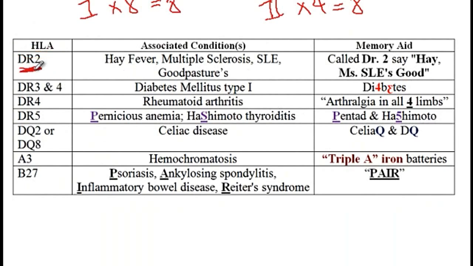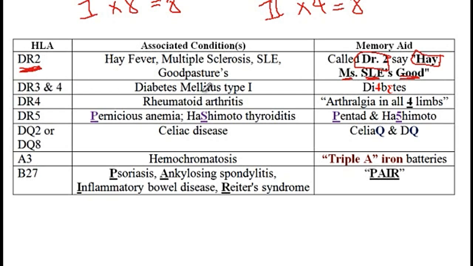So for DR2, the mnemonic is call doctor to say, hey, Miss SLE is good. So DR2 goes for DR2 right here. Hay goes for hay fever. MS goes for multiple sclerosis, SLE for lupus, and good for Goodpasture's disease.